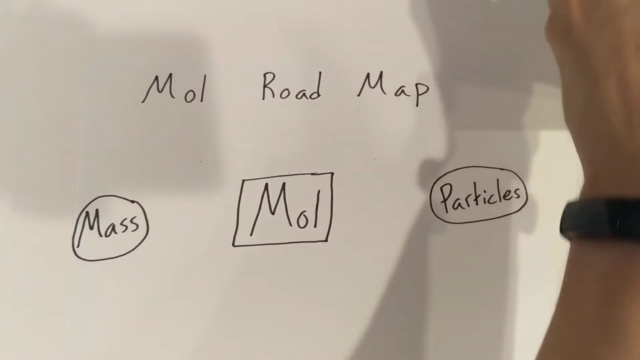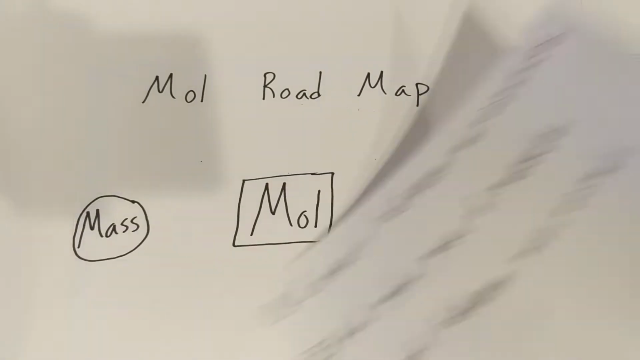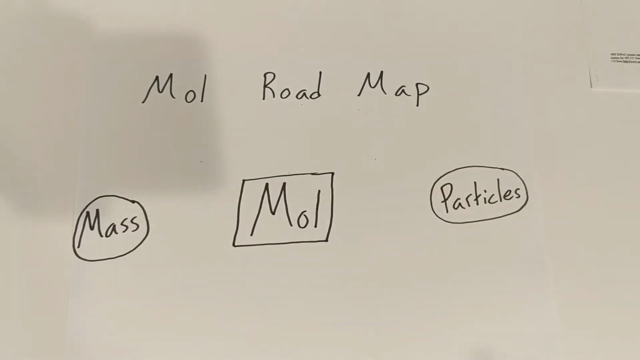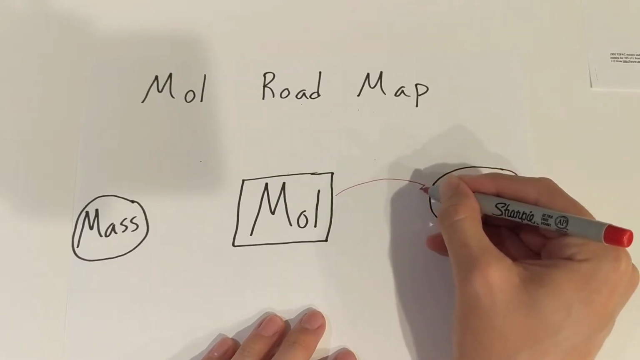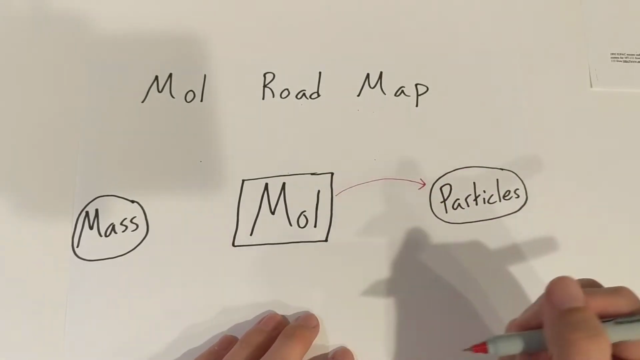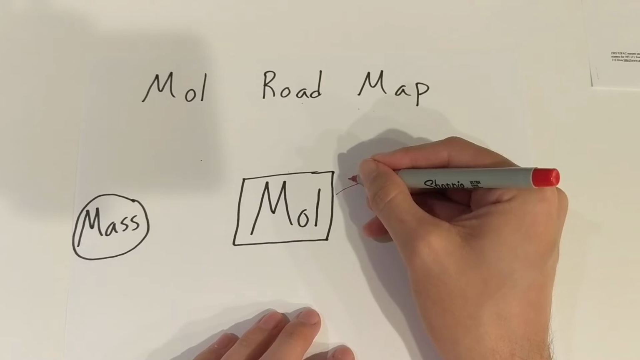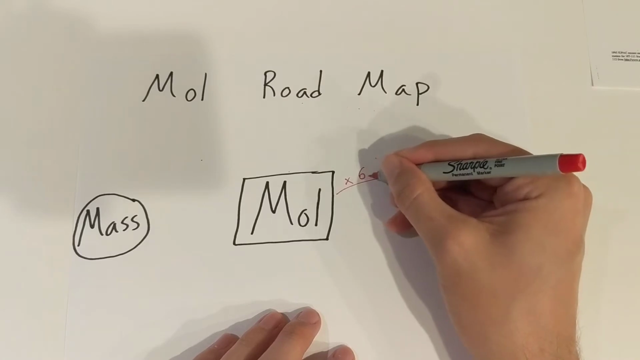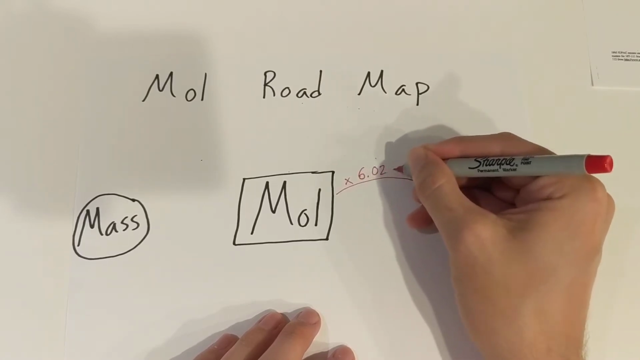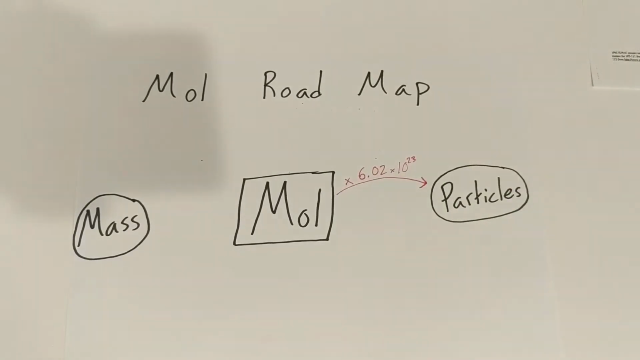So the first question that we need to be able to do is be able to convert between moles and particles. So when we go from moles to particles, all we have to do is multiply by Avogadro's number. So if we start with moles and we want to go to particles, we multiply by 6.02 times 10 to the 23rd, and we get particles.